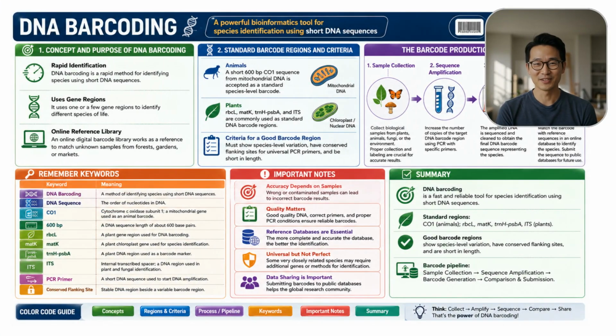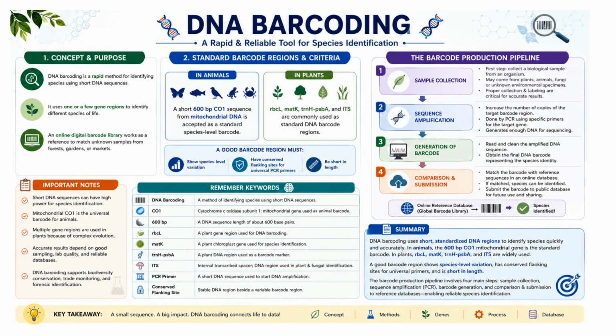DNA barcoding is a rapid method for species identification using short DNA sequences, often one or a few gene regions. The production pipeline involves sample collection, sequence amplification, barcode generation, and comparison with online databases. Standard barcode regions include CO1 for animals and RBCL, MATK, TRNH-PSBA, and ITS for plants. Key steps in the production pipeline ensure accurate data for comparison and species identification.